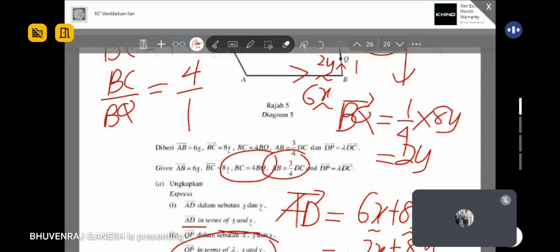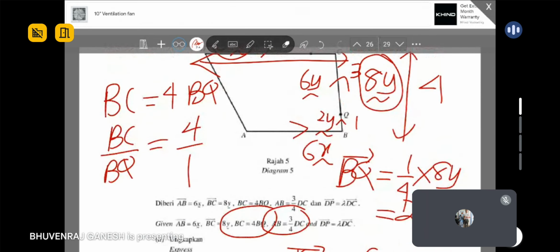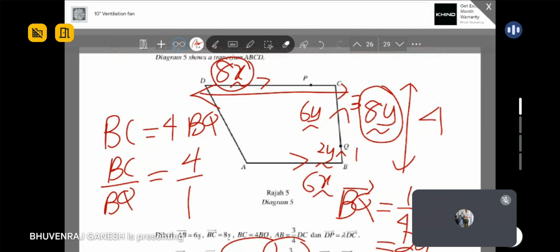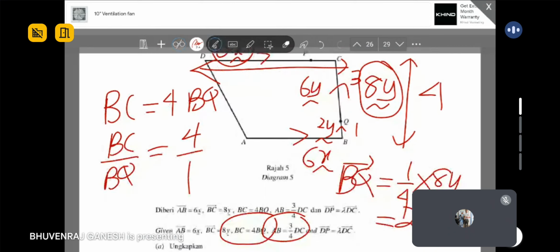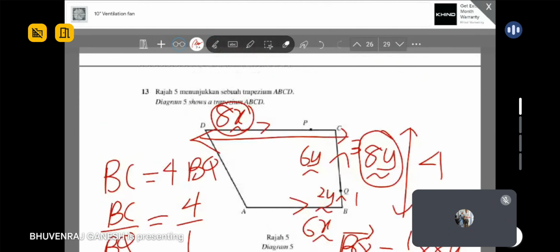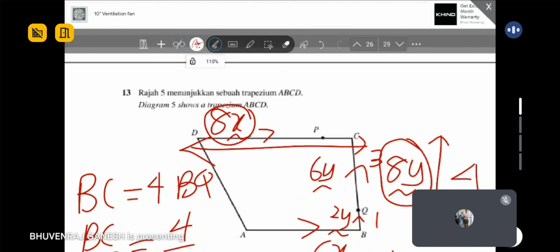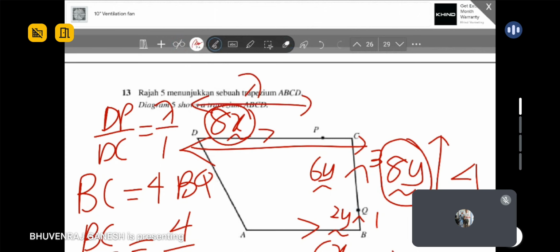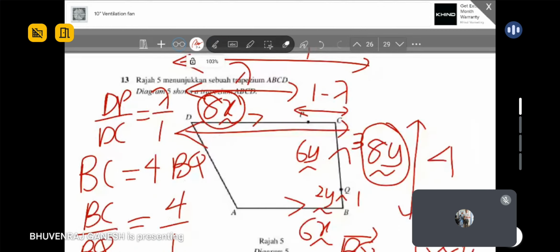Okay, so basically, let me see. So you can say QP equal to QC plus CP. Am I right? So you can use this information. dP equal to lambda dC. So dP over dC equal to lambda over 1. So guys, dP is lambda, and the total of dC is 1. So the remaining PC is 1 minus lambda. So you already get the answer.